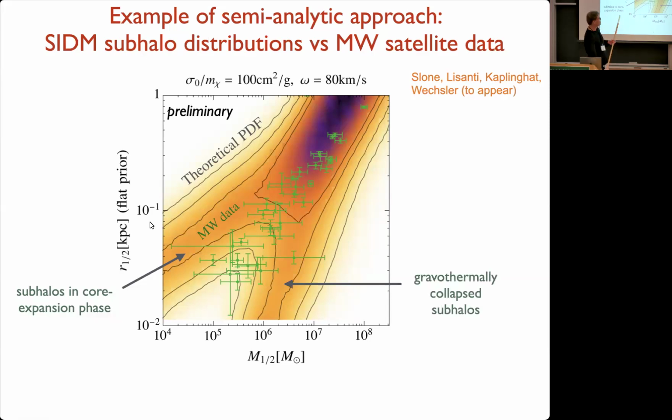And then you can compare this with Milky Way data, which are in green. For this particular parameter point, you see that it doesn't disagree. Otherwise you could say, okay, this is ruled out. And of course, you can do this for other parameters. You can do this very simply because you're able to scan very simply over these parameters.